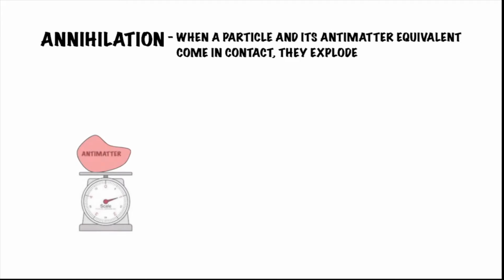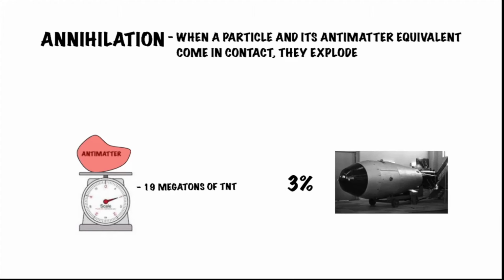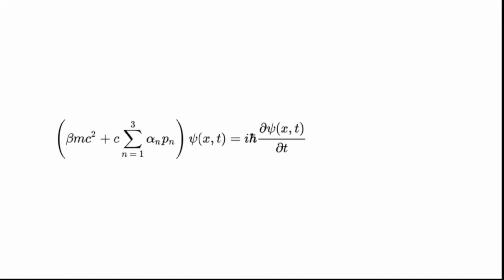Annihilation is exactly what it sounds like. When a particle and its antimatter equivalent come in contact, they explode. A pound of the stuff explodes with a force of 19 megatons of TNT when annihilated. That's 3% of the power of Tsar Bomba, a bomb with 54,000 times the mass.